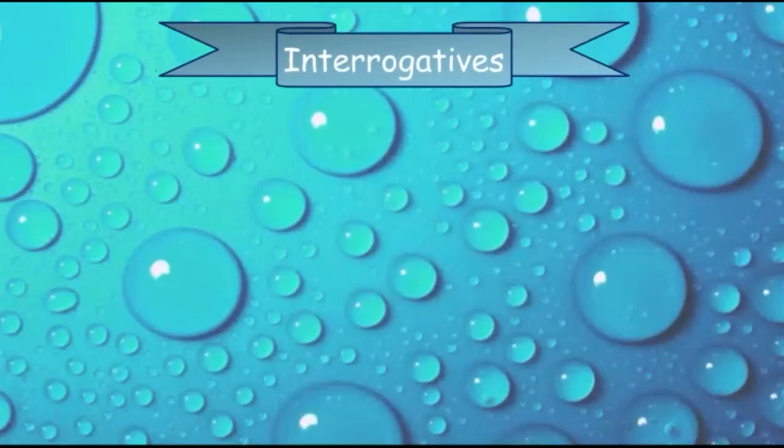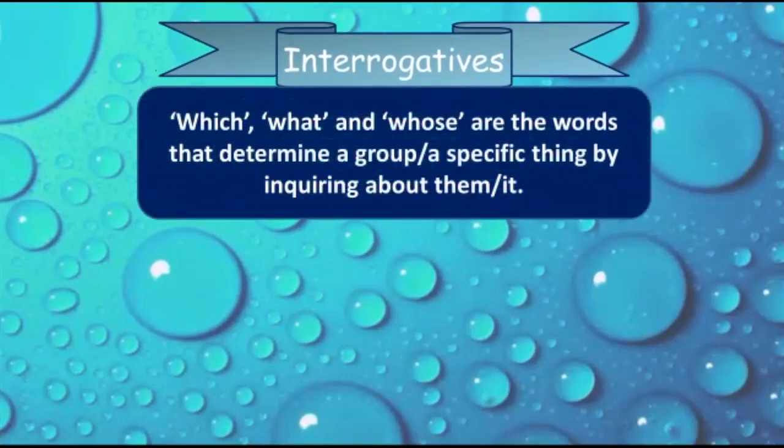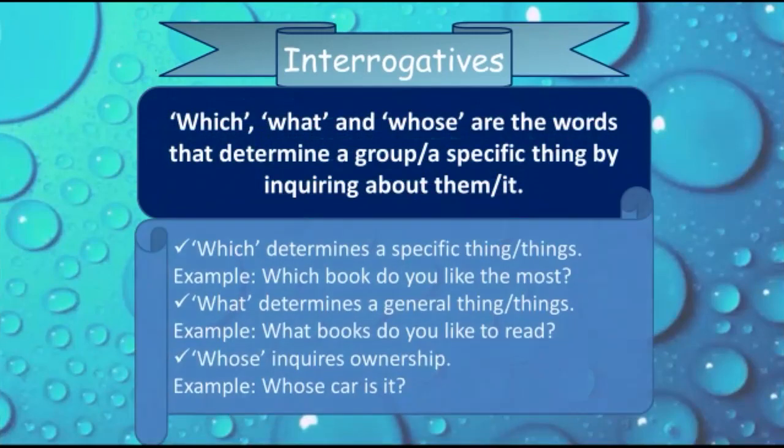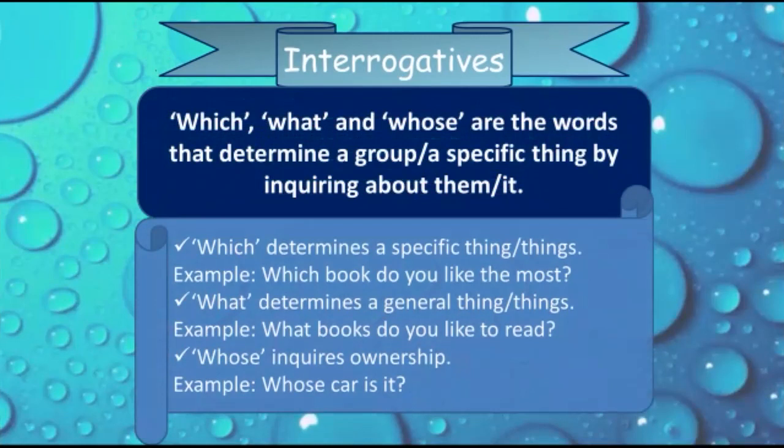Next are interrogatives. Which, what, and whose are the words that determine a group or a specific thing by inquiring about them. Which determines a specific thing or things. For example, which book do you like the most? What determines a general thing. What books do you like to read? Whose inquires about ownership. For example, whose car is it?